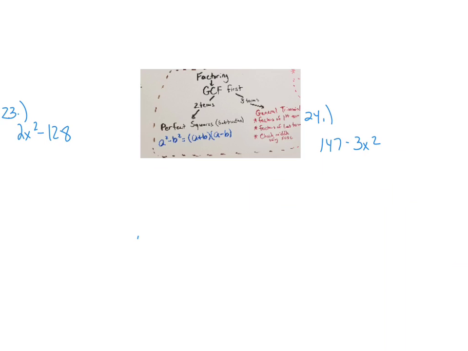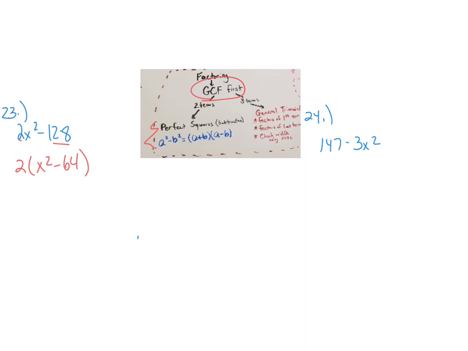Alright, so 23 and 24, once again, I'm going to factor. I'm going to be looking for the greatest common factor first, and then I'm going to make sure that these don't work, and if they do, I'll factor it accordingly. So 2 goes in both of those, so I'm left with 2 on the outside, x squared minus 64 on the inside.